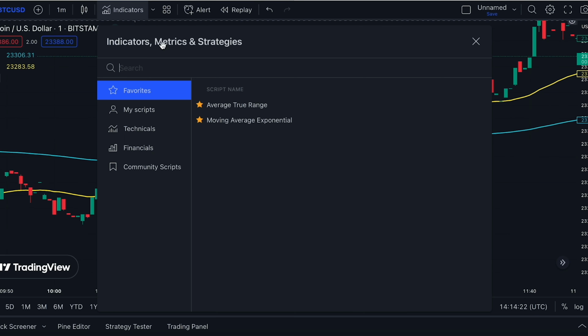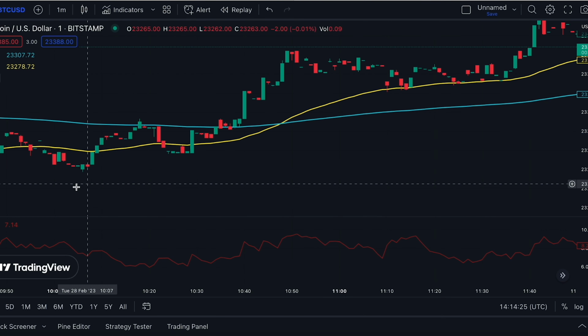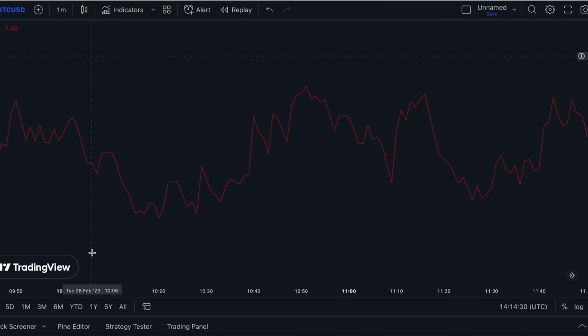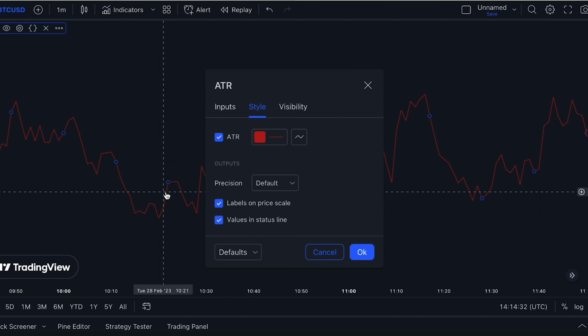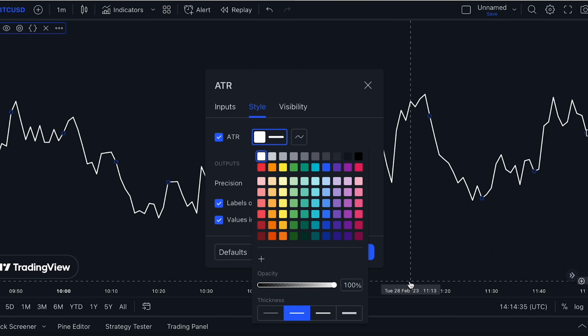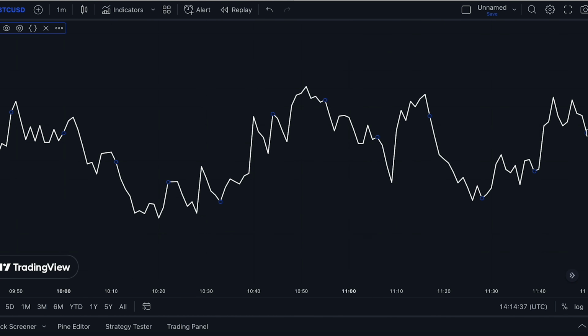Let's now include the final indicator in the chart. The ATR indicator can be found by using the indicator search option. Add the indicator created by TradingView to the screen by choosing it. After that, select the Style tab under the indicator preferences. To make the indicator more visible, we'll change its color.